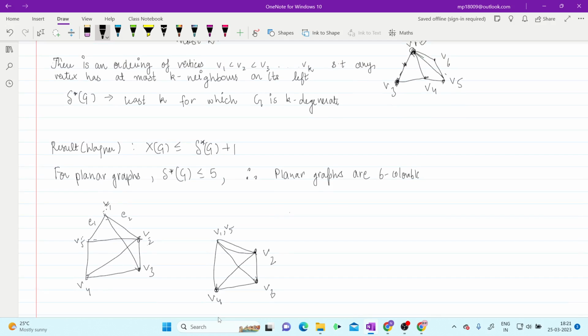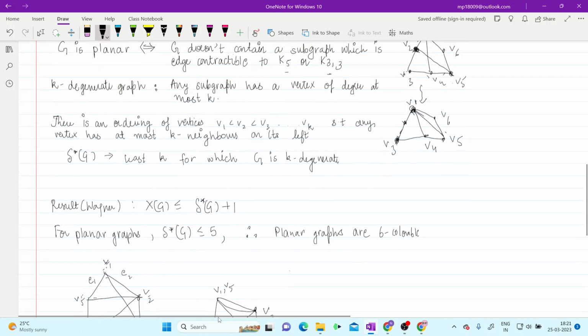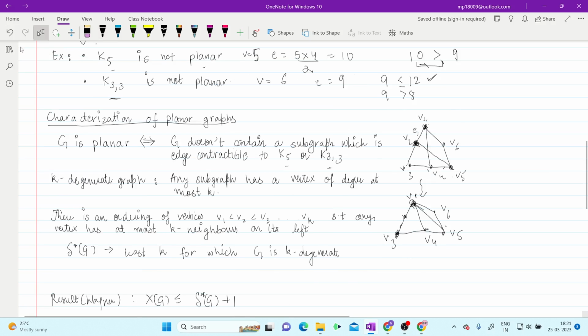Because this is the thing: the number of edges and the number of vertices should decrease by 1 after contraction. Okay, ma'am.